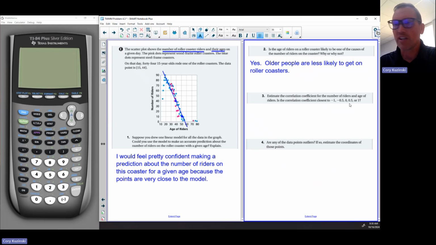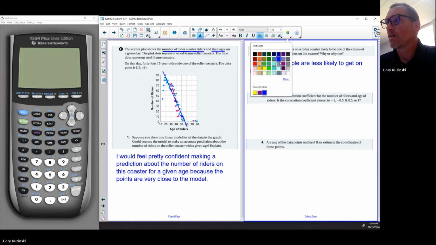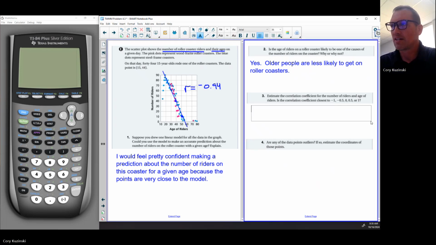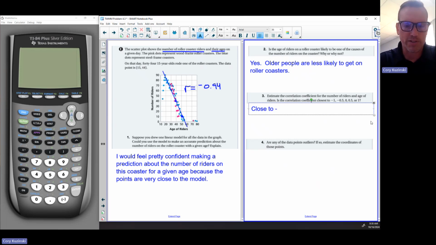All right. So you pause the video, make a guess. Correlation coefficient? Is it closest to -1, -0.5, 0.5, or 1? All right, the correlation coefficient here is technically, perfectly, -0.94. That is very, very strong negative correlation. So we're going to say this is close to -1.0. It's not -1.0, but it's close, if I had to choose one of those.